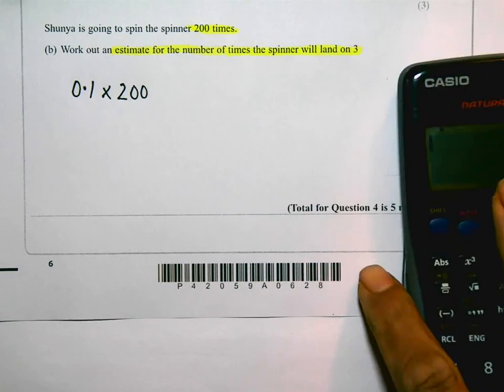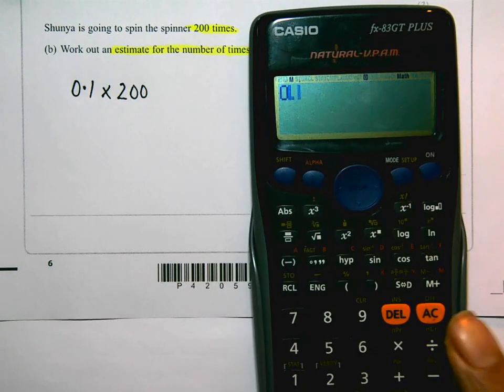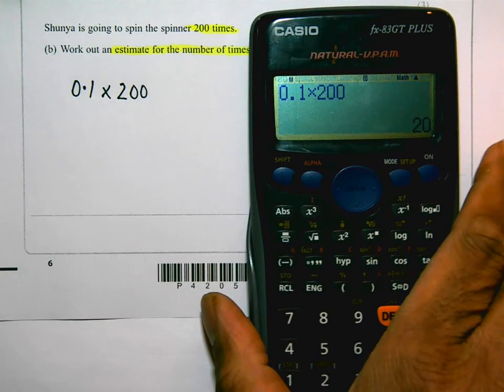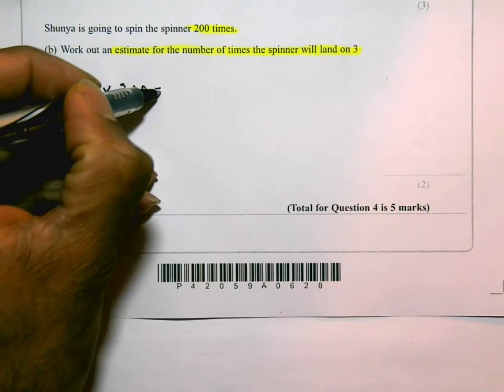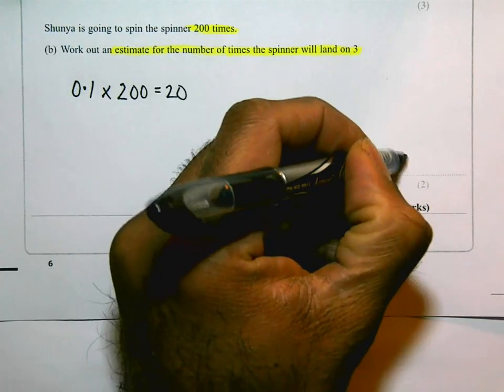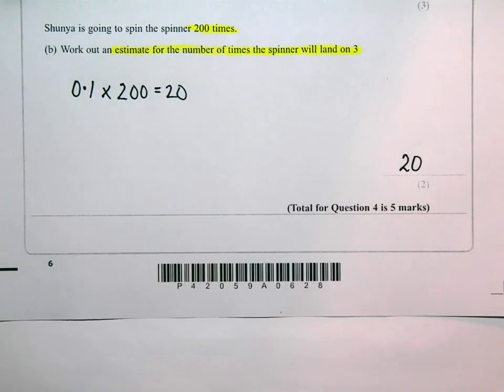So 0.1 times 200 equals 20. So the number of times this person is going to get a 3 when they spin the spinner 200 times is estimated to be about 20. And that's what I've done here.